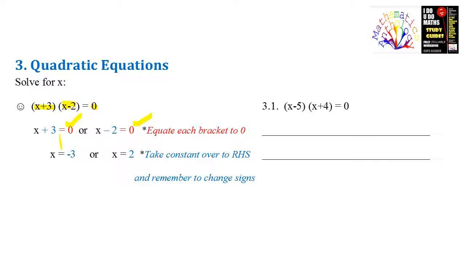So x plus 3 is 0. That means that x is equal to -3. Or x minus 2 is equal to 0. That means that x is equal to 2.